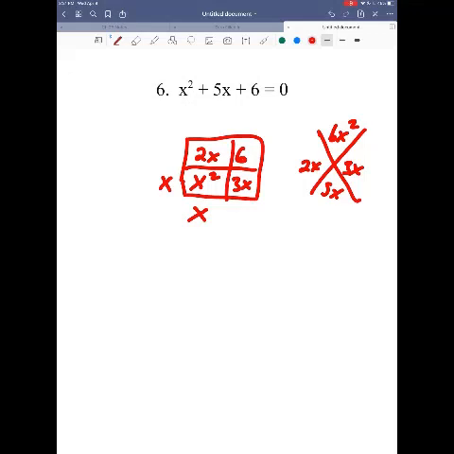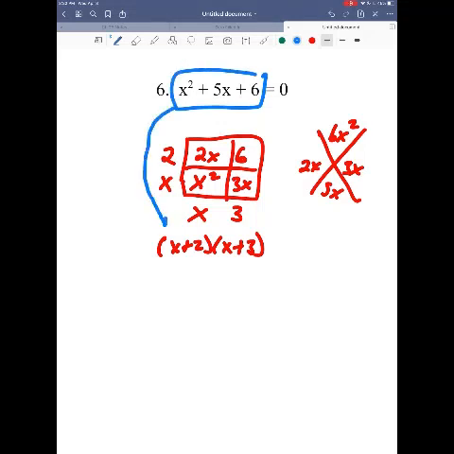Hopefully this is just a total review. I'd put a 3 here and a 2 here. That means my factors would be x plus 2, x plus 3. So I've taken this and by factoring changed it into this. But remember, that equation was set equal to 0. So I bring that down as well. Now I have a zero product property problem because I have a product. Those are my two factors.